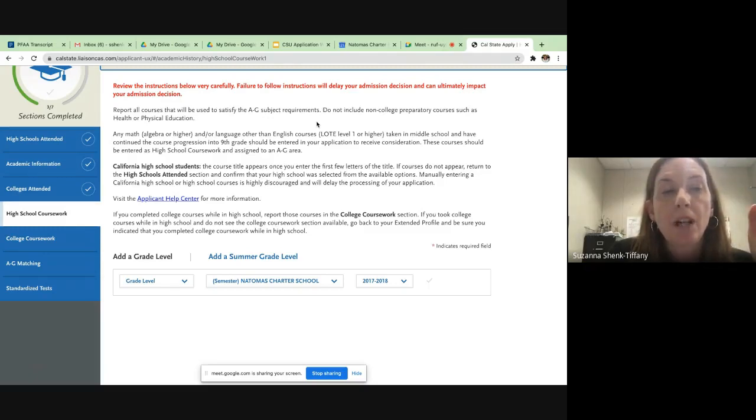Audio tech you would put on here, but you would actually put audio tech as a college course because it's actually a music course that you can get. It shows you to college level.